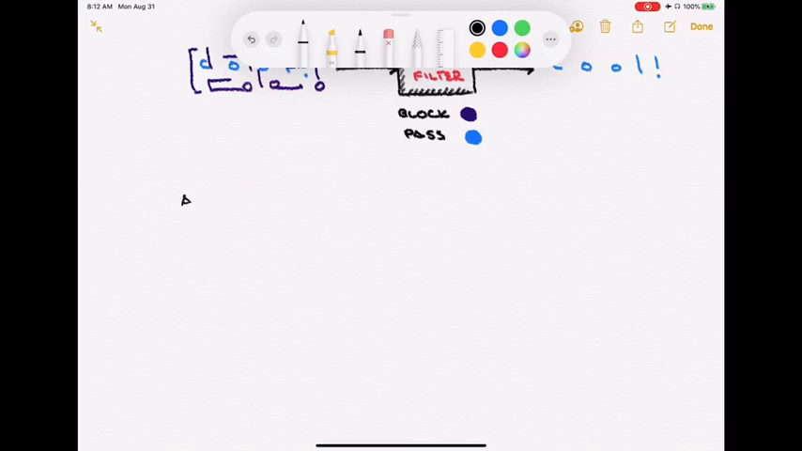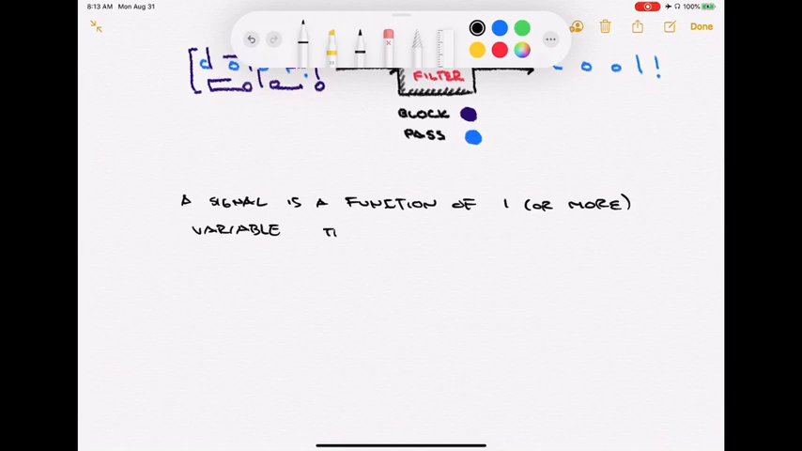A signal is just a function of one or more variables. Could be more. For this class, we're going to deal mostly with one. It's a function of one variable, or more variables, that conveys information. Almost everything of interest to us as humans can be somehow cast as a signal.